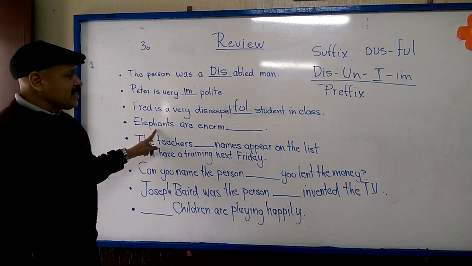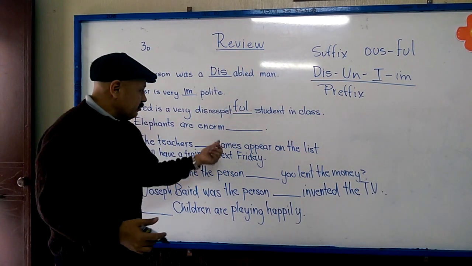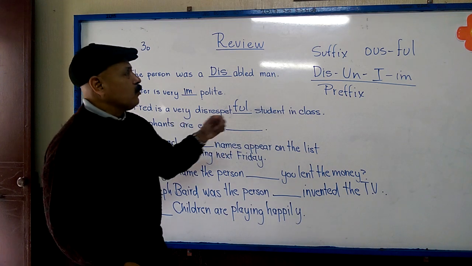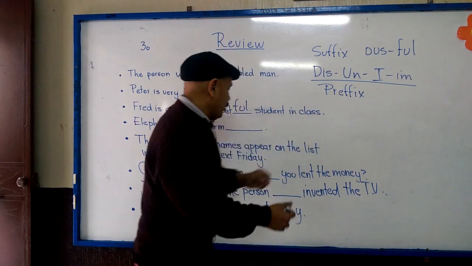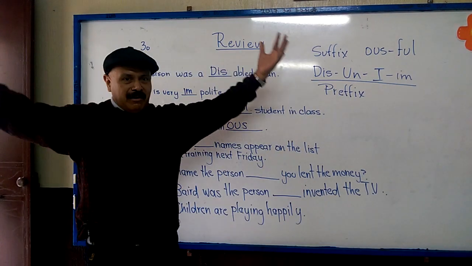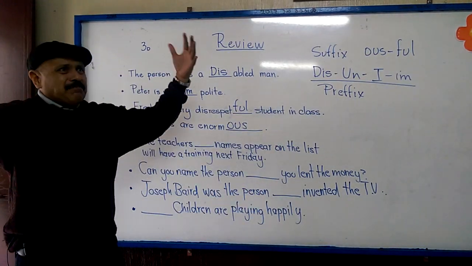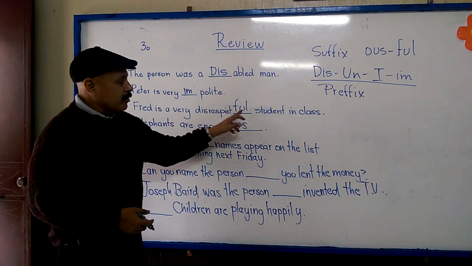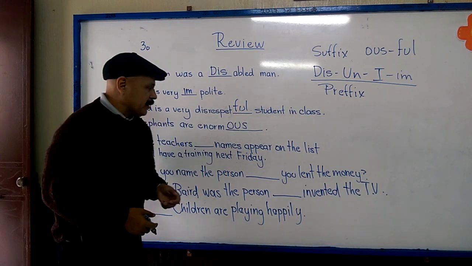Elephants. Elephants are, los elefantes son, and there is something missing here. What is missing? How can I complete this word? With enormous. Enormous. We have to write O-U-S to make it bigger. Enormous, tremendous, it means something that is very big, large. Enormous. This is another, remember, suffix, because it goes at the end of the word.